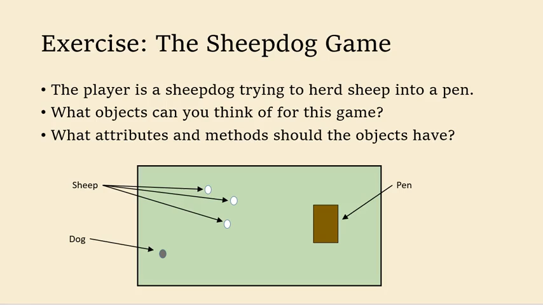So here's a simple example. Let's play the sheepdog game. In the sheepdog game, you're a player and you're moving this dog around, and the goal is to get the sheep in the pen. So you can pause the video for a minute and think about objects. What kind of objects might be part of this game? And then once you think of the objects, what attributes might you have for them? What methods might you have for them?